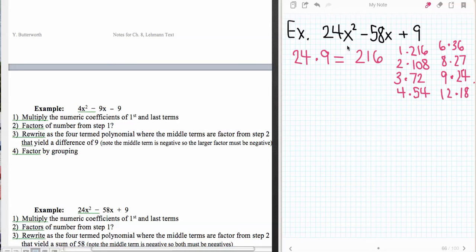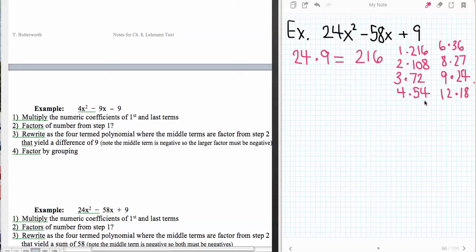8.3 continued here. We're factoring this last one from our last video, and I was just checking 13 and 14. Neither of those will go into 216. 15 doesn't either, 16 doesn't, and 17 doesn't, and so we're completely finished. So we now need to look for the ones that equal a sum of 58.